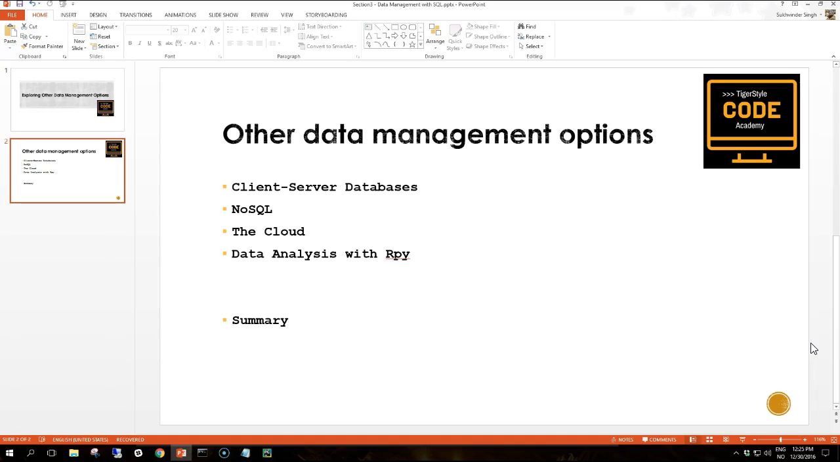And the last topic in this lesson that I want to touch upon is data analysis with RPy. Although client, server, SQL, NoSQL, and cloud computing all provide solutions for handling large data volumes or many users, you have other data management issues to consider. Often the processing of large volumes of data is more important than the storage or retrieval.